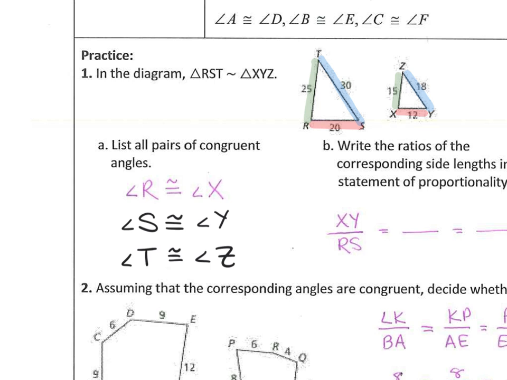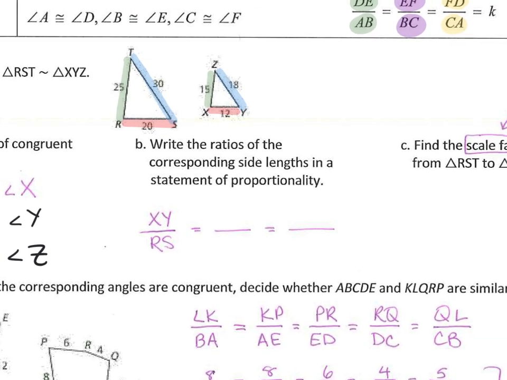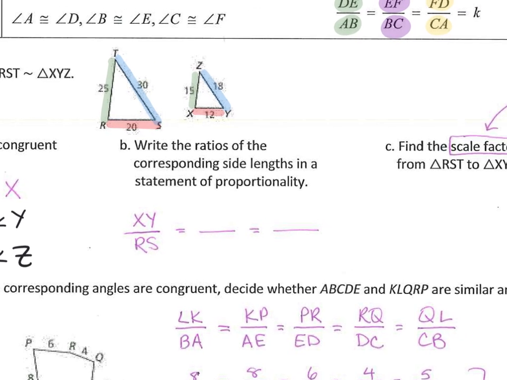But what we haven't done before is talked about the ratios of the sides. So part B, I want to write the ratios of the corresponding side lengths to make a statement of proportionality. Notice that the one I gave you was the red side. So we've already taken care of the red side lengths. Let's do blue next. What are the blue side lengths? What are the names of the blue sides? T and S and Z and Y. Now, which one goes on top?